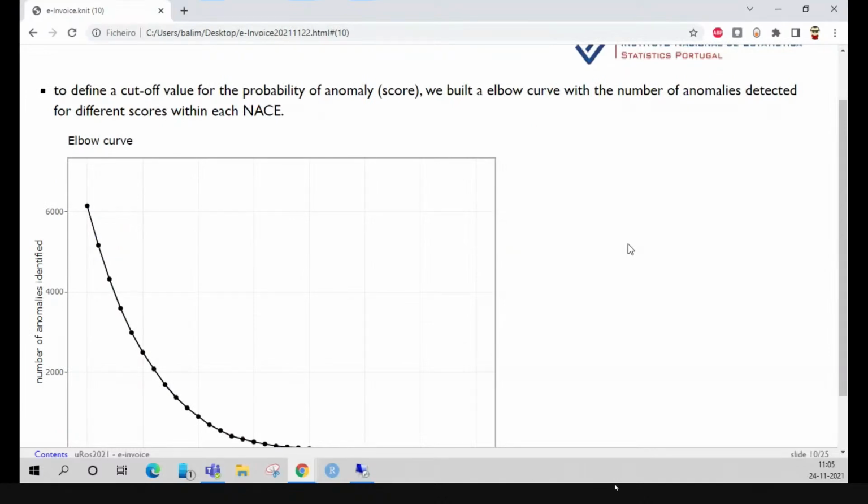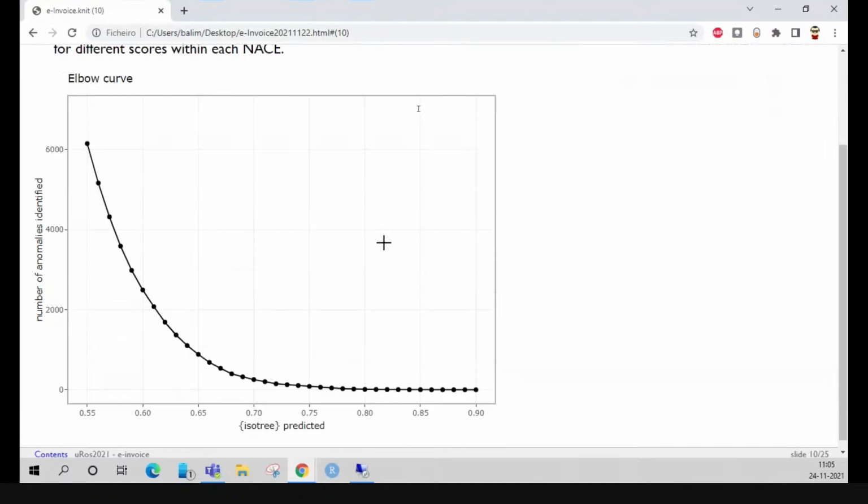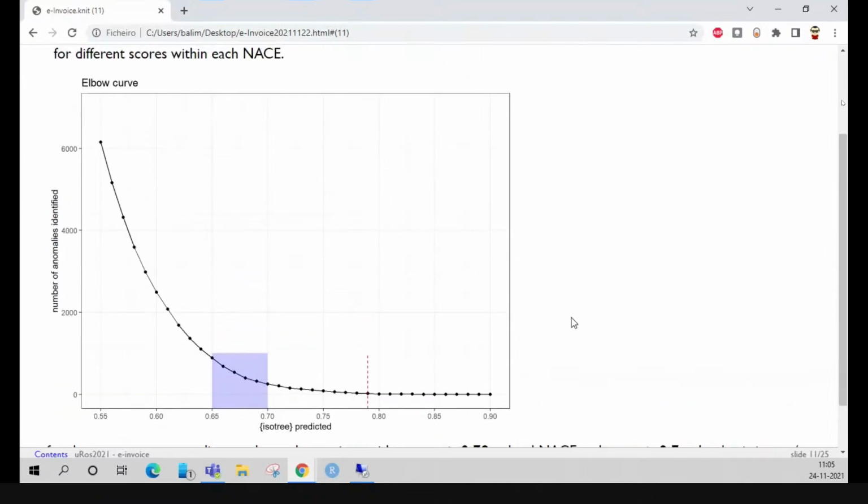So to define the cutoff value for the probability of anomaly, let's call it a score, we built an elbow curve with the number of anomalies detected from different scores within each NACE. And here you can see that for a score of 0.55, 6,150 anomalies are detected. For a score of 0.7, 254 anomalies are detected. For a score of 0.8, only 9 anomalies are detected. The elbow of this curve is probably around 0.55 and 0.7.